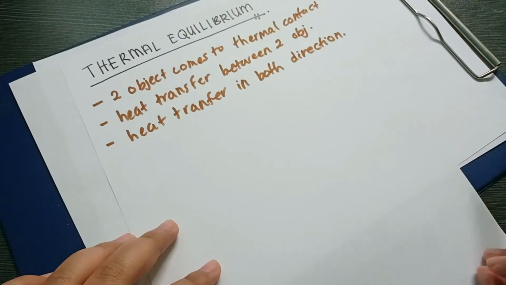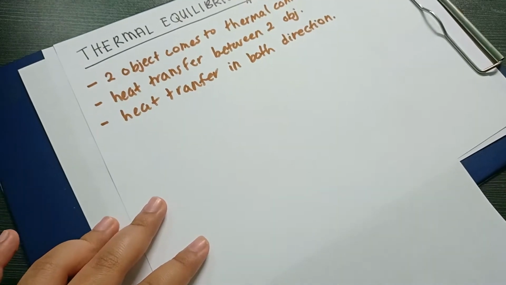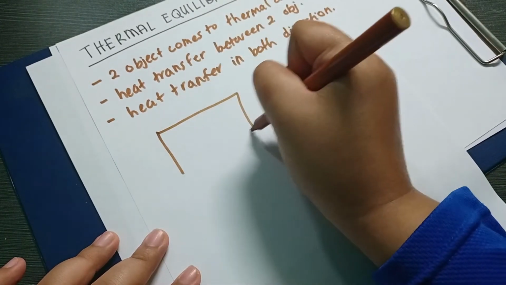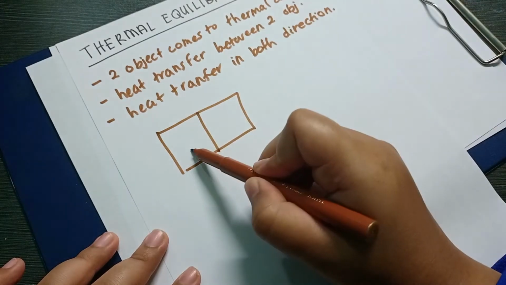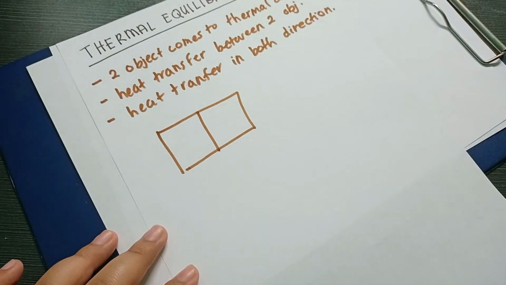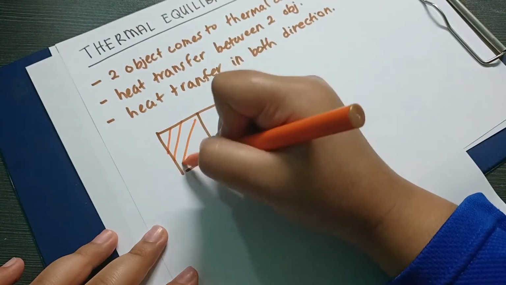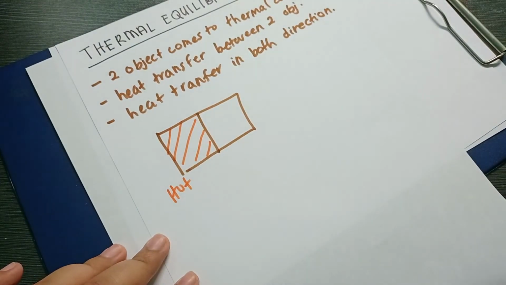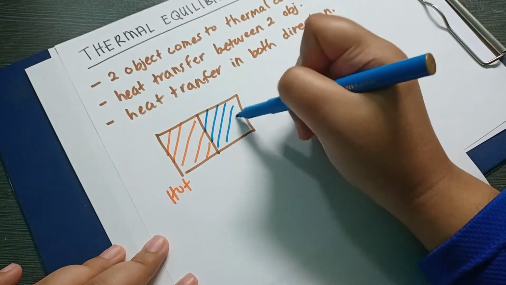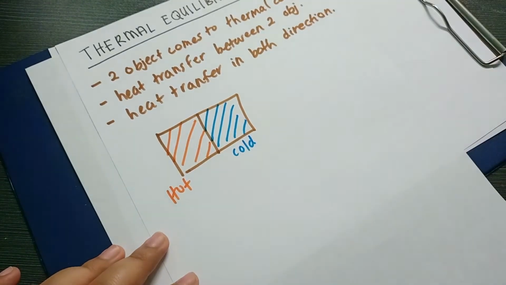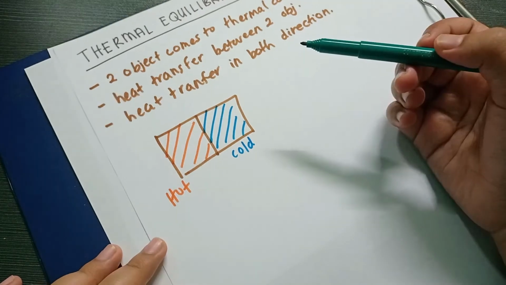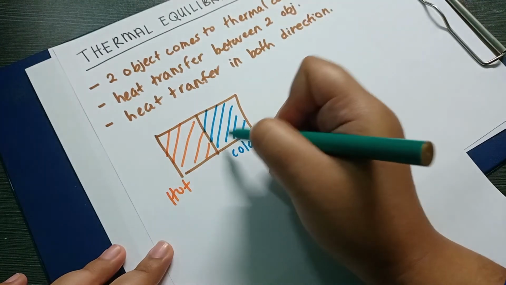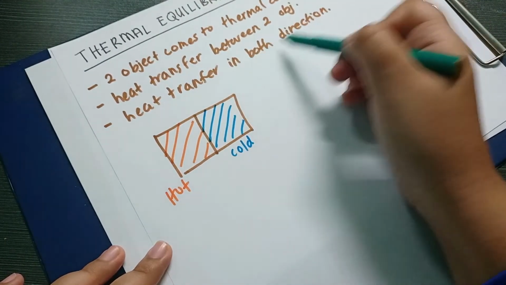It's compulsory. So when it comes to thermal equilibrium, you have two objects. So we draw here the two objects. And then we assume that one of these objects is a hot object. I assume from my left side is a hot object, and my right side is a cool object. So you must remember, in thermal equilibrium, heat must transfer from the hot to the cool and the cool to the hot. So heat transfers in both directions.